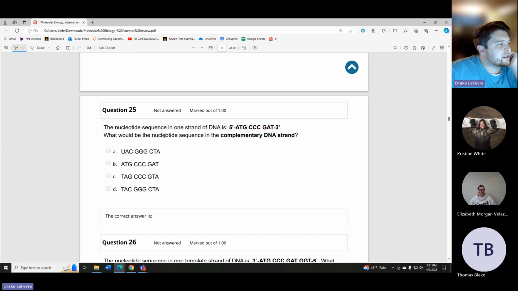Here we go. The nucleotide sequence in one strand of DNA is 5 prime, all this, 3 prime. Write the nucleotide sequence of the complementary DNA strand. Same strategy again. A goes to T, A goes to T. So immediately we're down these two. T, A, and C because G, C right there.